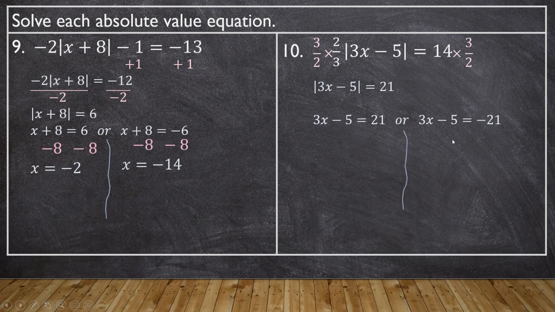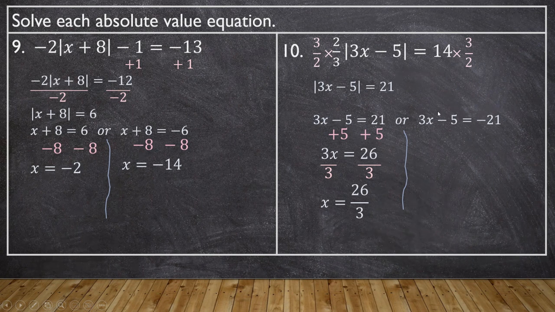Now I can work left side and right side. To solve for the variable, I add 5 to both sides. 21 plus 5 is 26. 3x equals 26. Divide both sides by 3. 26 divided by 3 is 26 thirds, okay? X is equal to 26 thirds. I can't simplify that fraction any more than it already is, okay?